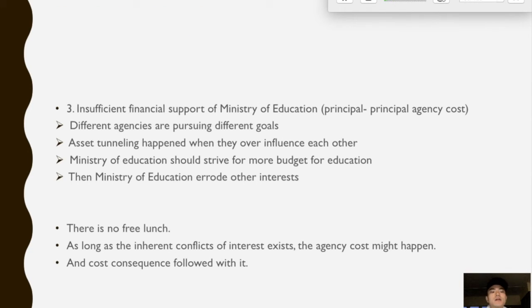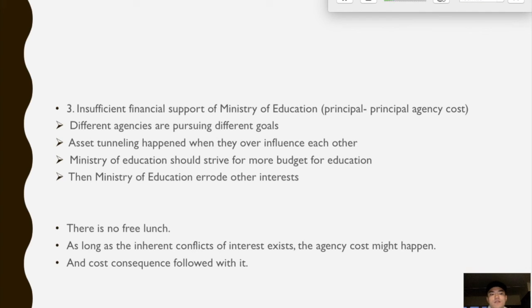Due to improper government fiscal appropriation, tertiary education is still suffering from insufficient financial support. The funds of education have been expropriated by other agencies when they are pursuing different goals. The tunneling effect exists when the other principals try to over-influence the Ministry of Education. All of them have a bit of ownership of the university, but still asset tunneling happened. If the Ministry of Education values the academic achievements they have already achieved, they should strive for more budgetary allocation for education to guarantee the achievement.